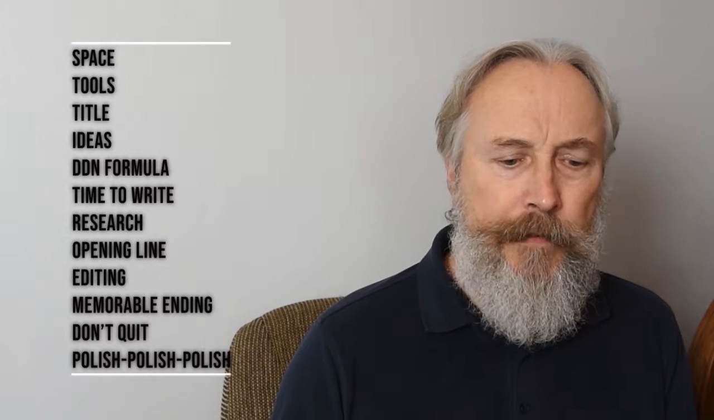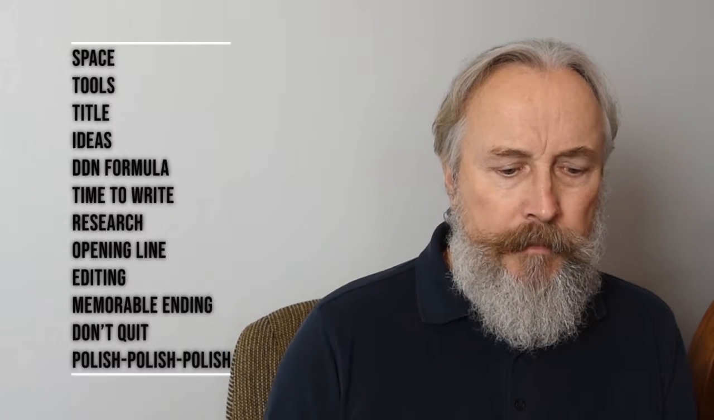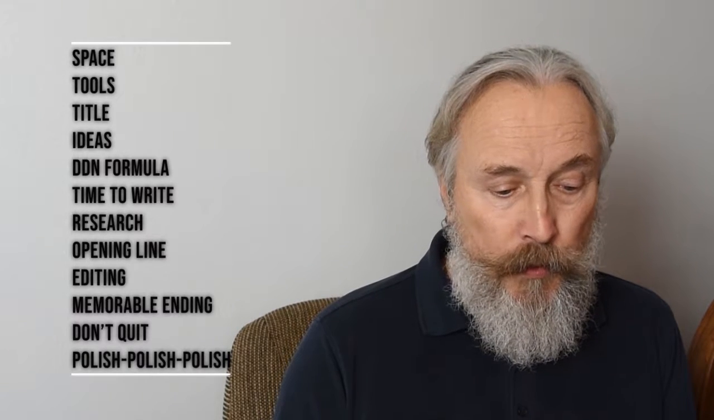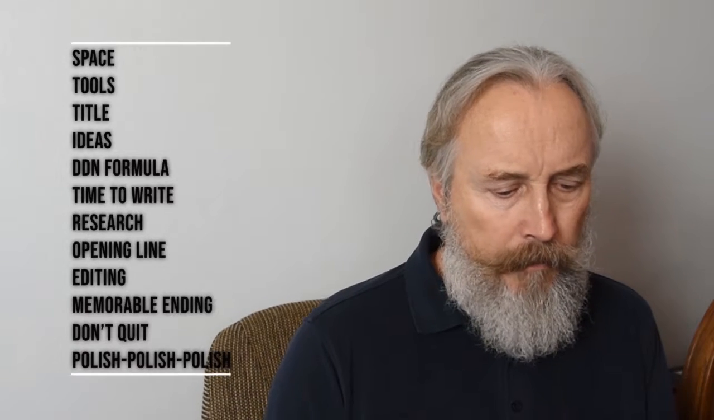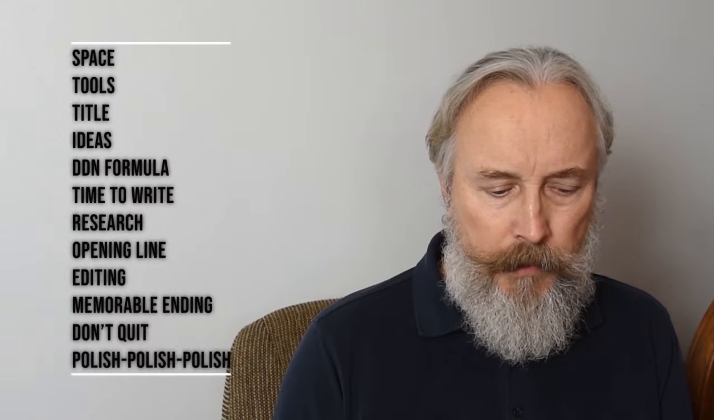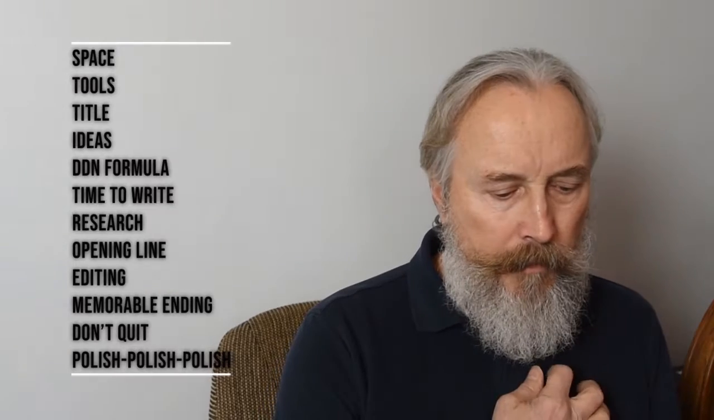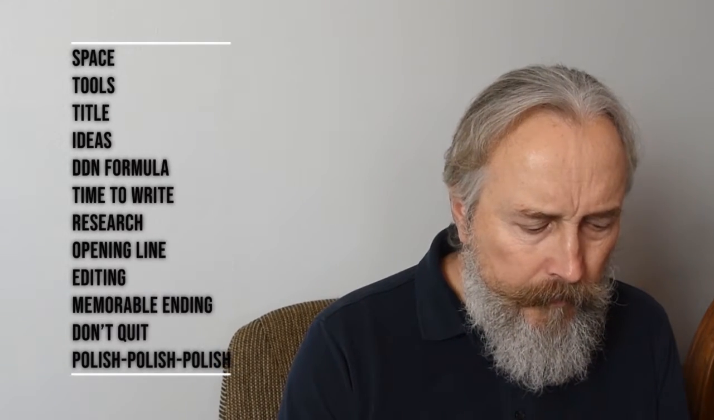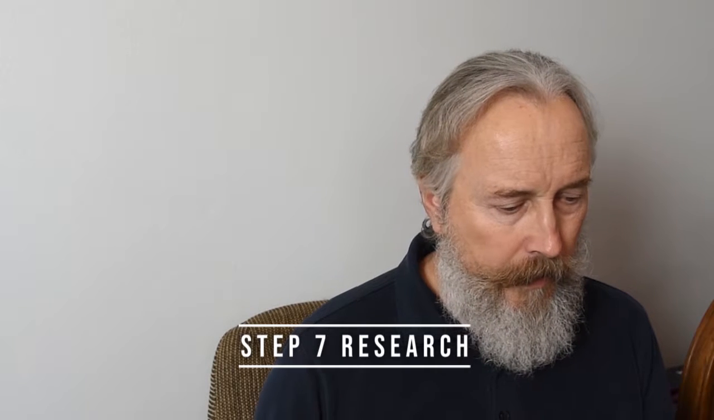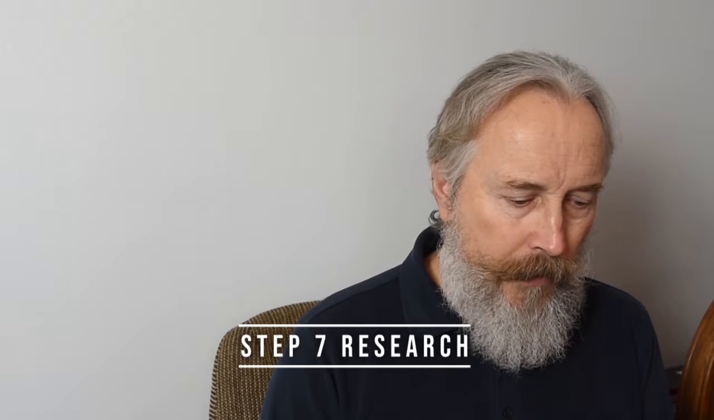So I'm going to continue with my series, 12 Steps to Writing a Book. And I'll just quickly go over the steps again. With space, tools, titles, idea, the DDN formula, description, dialogue, narration. And the last step we covered was time to write. And today we're going to do number 7, which is research. And I've got some notes here about that.